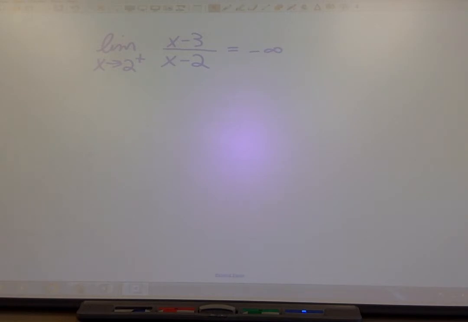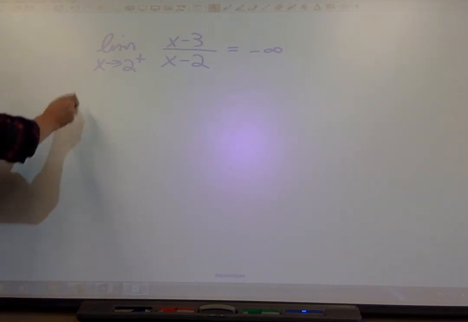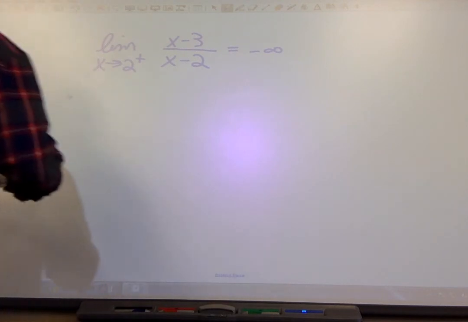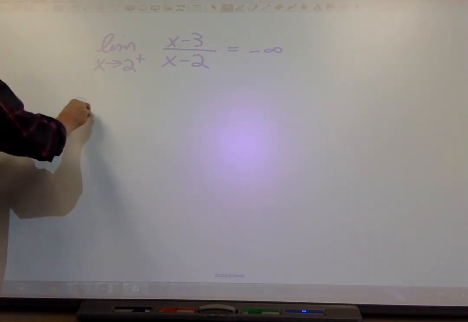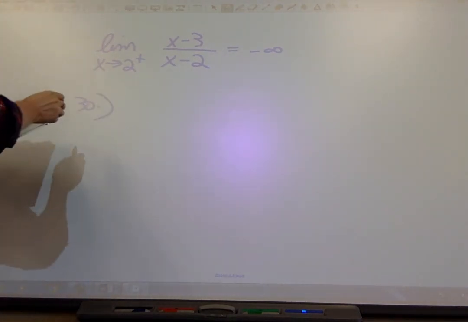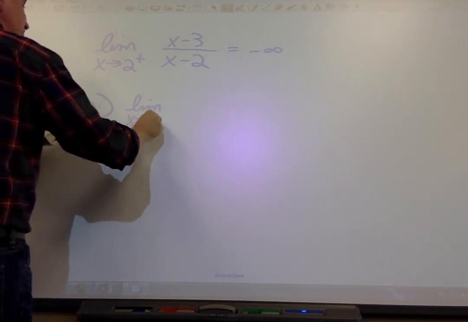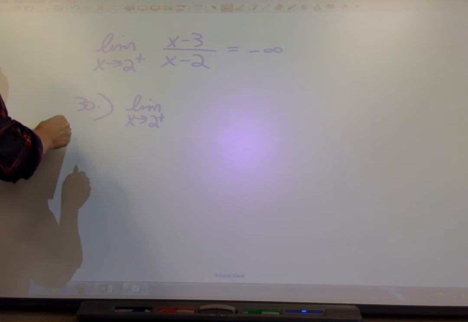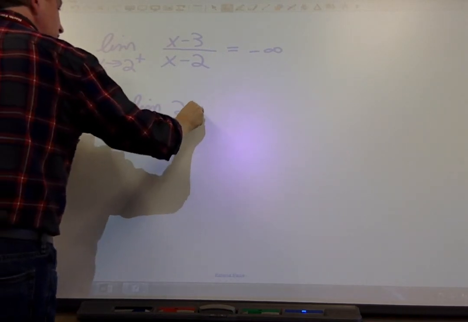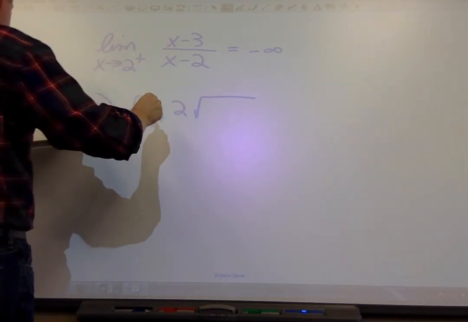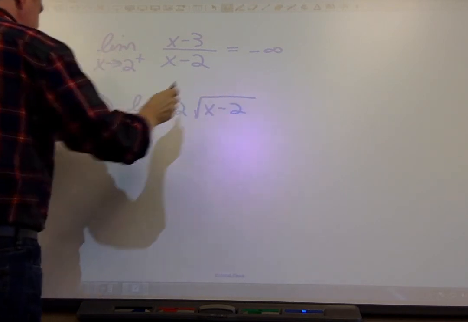Let's see. Oh, okay. This is good. Number 30 says, the limit as x approaches 2 from the right of 2 times the square root of x minus 2.